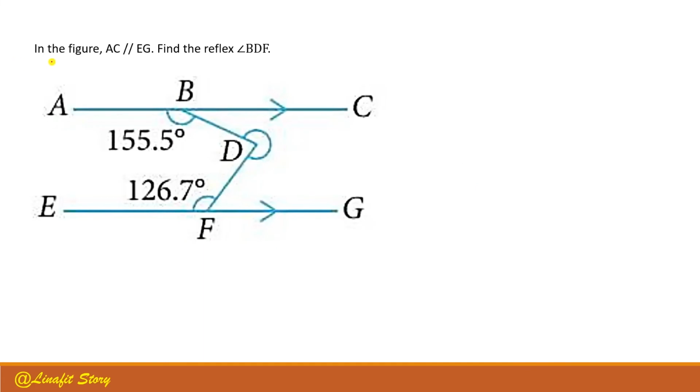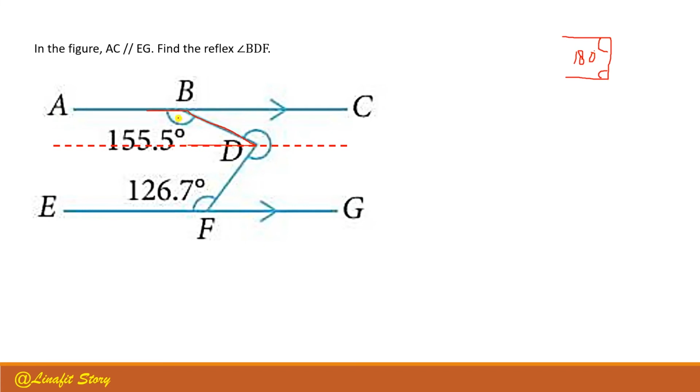In the figure, AC is parallel to EG. Find the reflex angle BDF. We will draw the helping line here, color up. And then don't forget there is the C shape. The sum of angles inside the C shape is equal to 180 degrees. So here is the C shape.